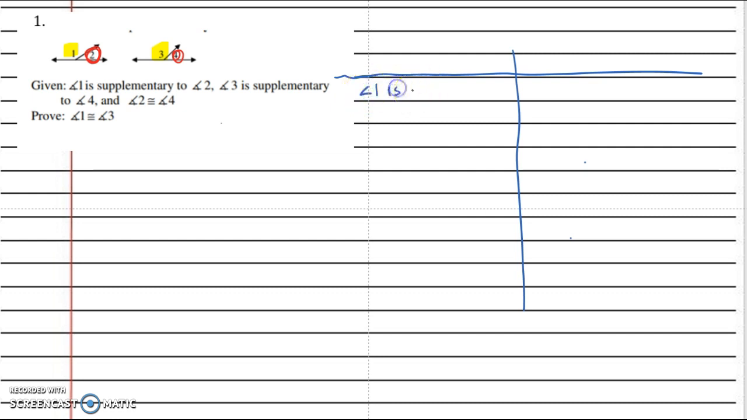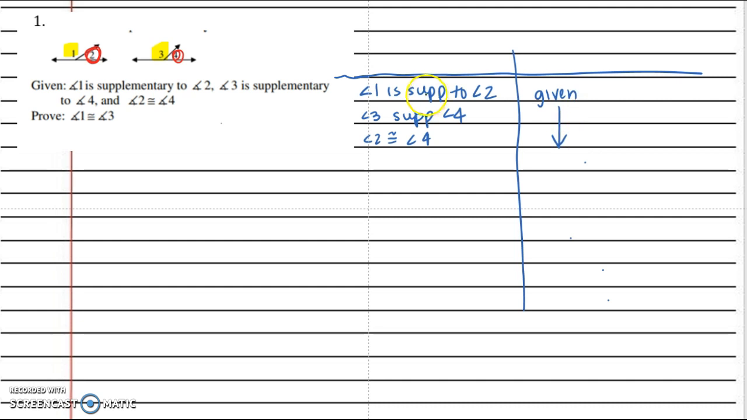Angle 1 is supplementary to angle 2, and angle 3 is supplementary to angle 4, and angle 2 is congruent to angle 4. And those are all given. So the only thing I really know is the sups.